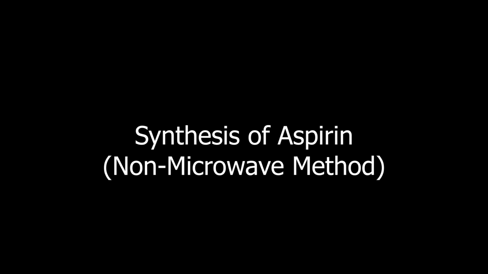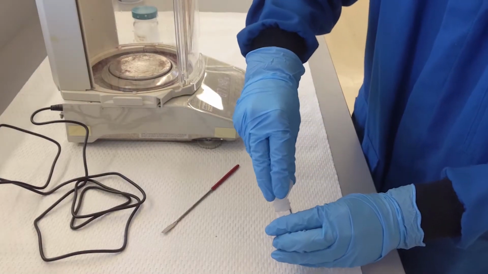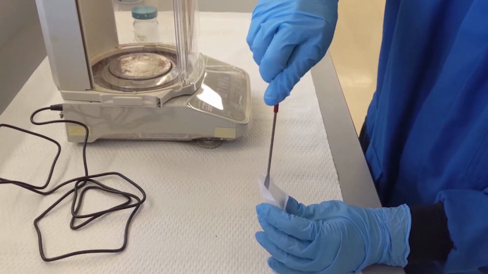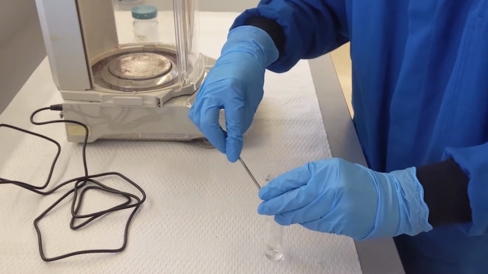Aspirin synthesis from salicylic acid. For this experiment, we are performing the non-microwave procedure. We start by weighing out 0.2 grams of salicylic acid and place it in a 5 ml conical vial. Make sure that the vial is dry.